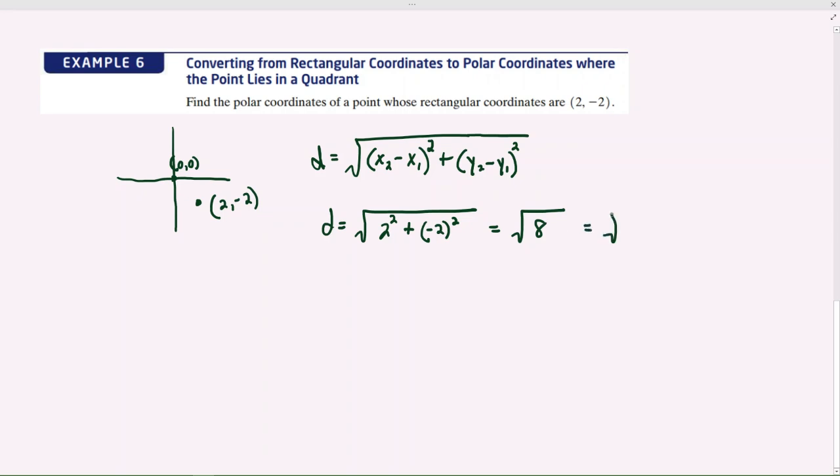Now if you remember, we want to rewrite this as 4 times 2 and bring the 4 out. Square root of 4 is 2, so we'll leave it as 2 times the square root of 2 as the distance here. Okay, so we've got the distance part figured out. Now we need the angle. Okay, so this angle, which is the same as this negative angle, right?